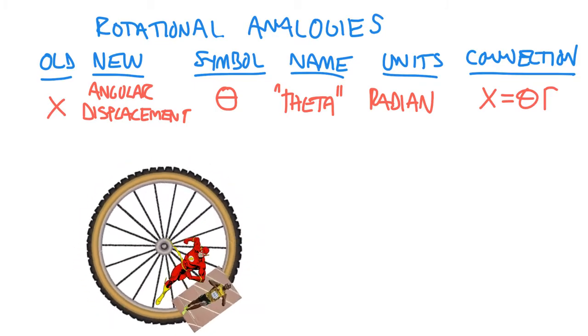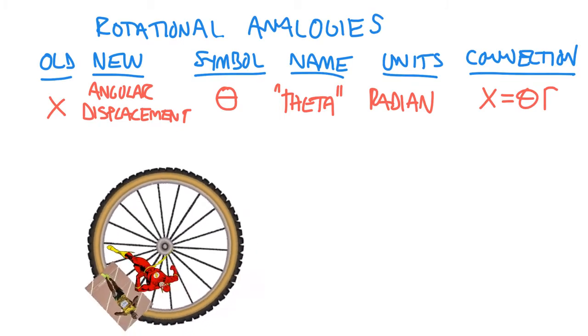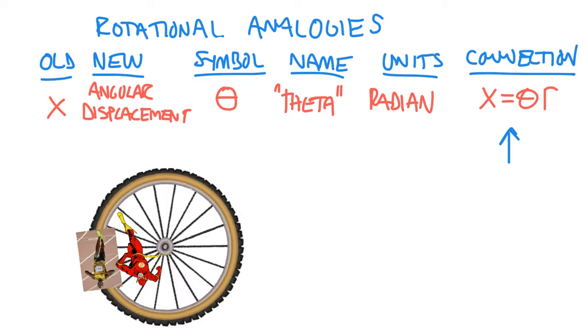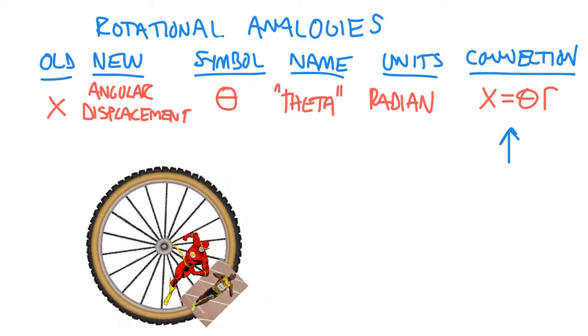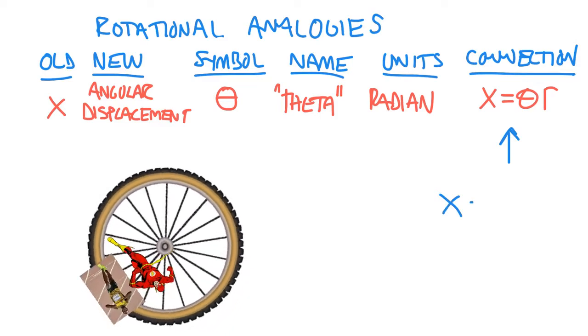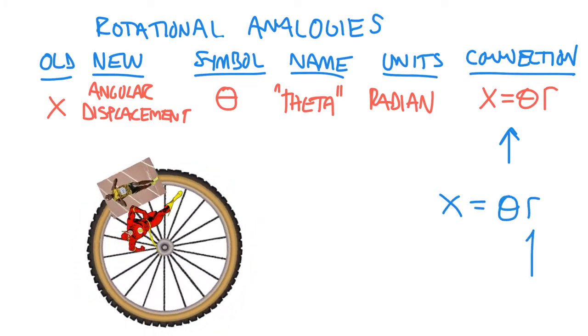But who goes further during a lap? Well, when we talk about their actual displacement using our conversion of x equals theta r, you would see that Usain Bolt's distance that he travels is greater because when we do theta r, Usain Bolt has a greater radius.